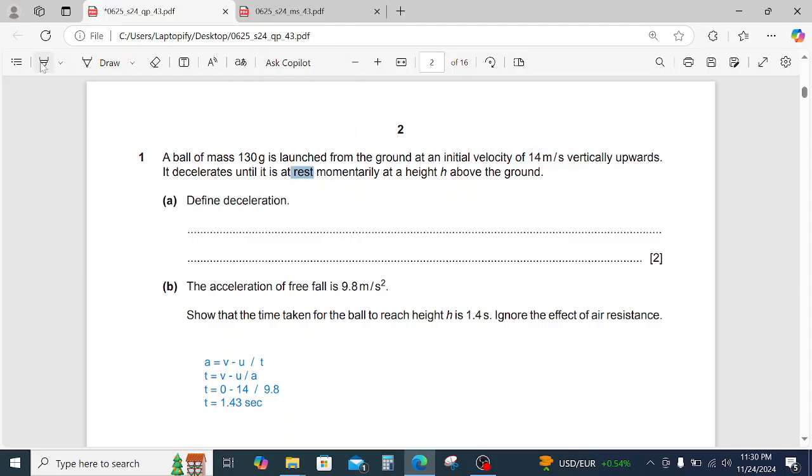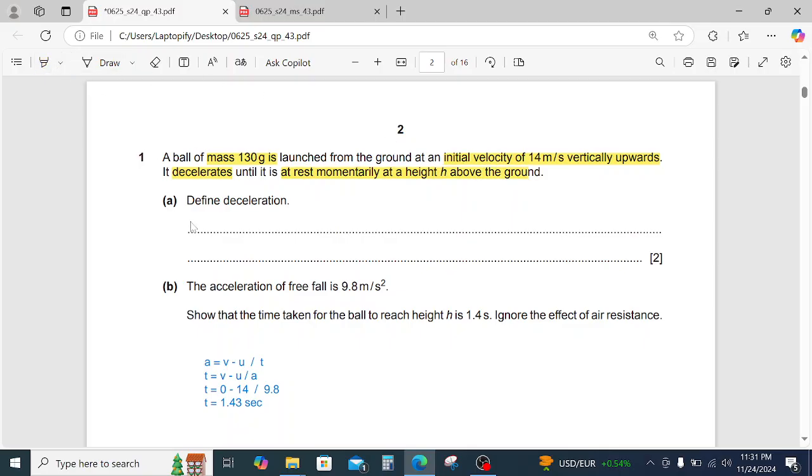Okay, I will highlight the points so that you can understand. This is your mass. Initial velocity is 40 meters per second vertically upward, and when a body is moving upward, in the direction opposite to the gravitational field, it decelerates. So after some time it comes to rest after reaching some height. So you have to define what deceleration is.